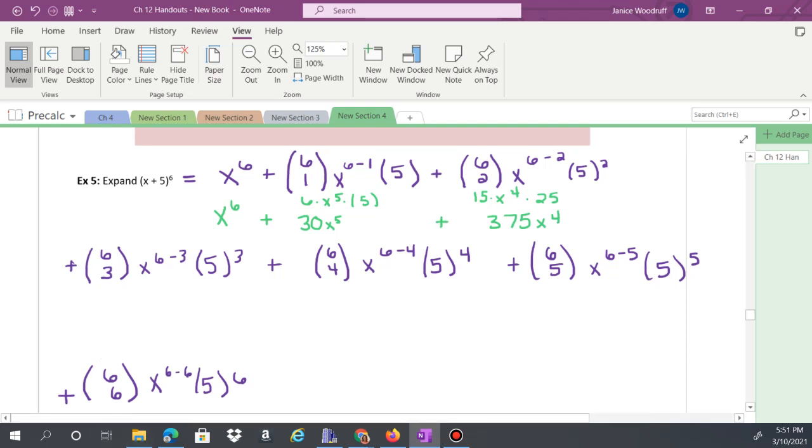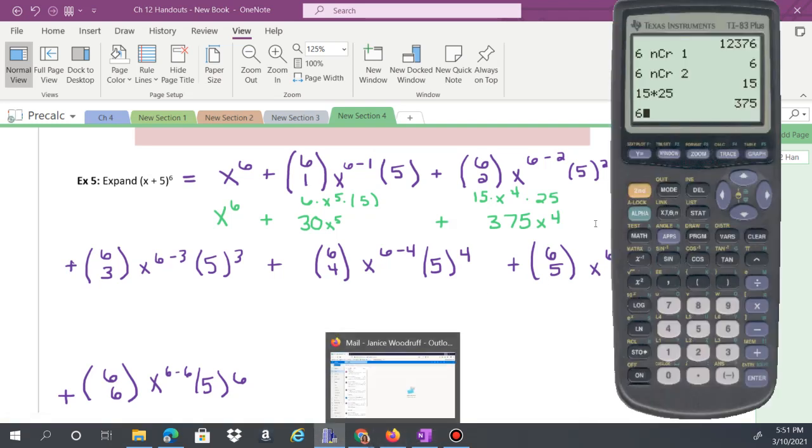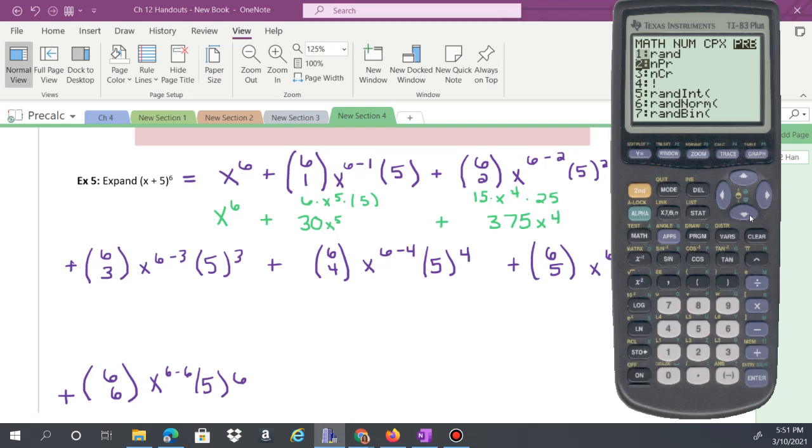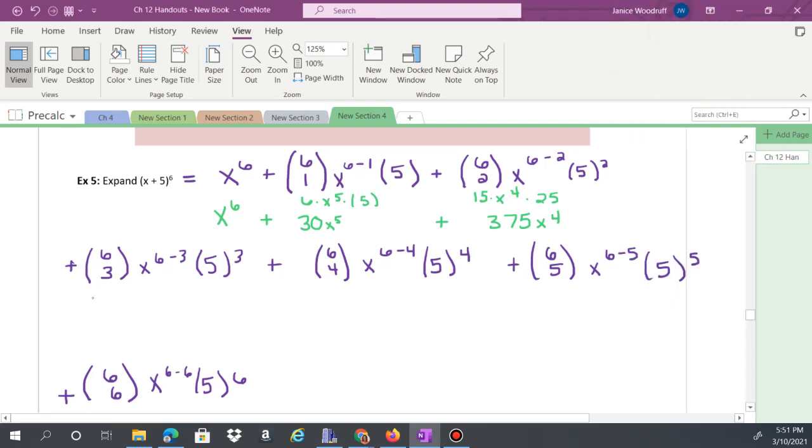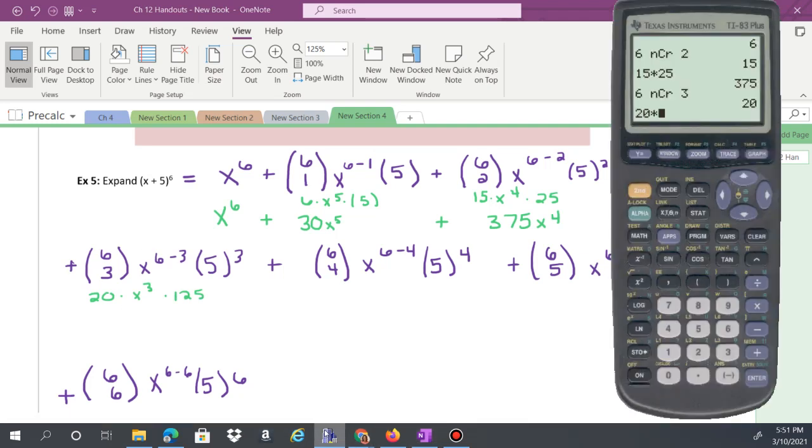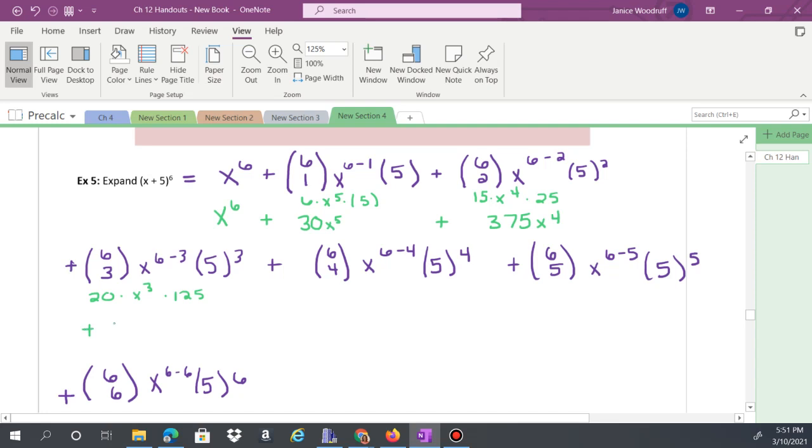Okay, then you have 6C3. So 6 nCr 3 gives us 20. And then x to the 6 minus 3, that's x cubed, and then 5 cubed is 125. So then we do 20 times 125, and that gives us 2,500. So our next term is 2,500 x cubed.